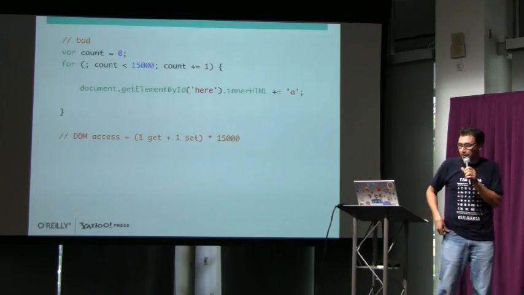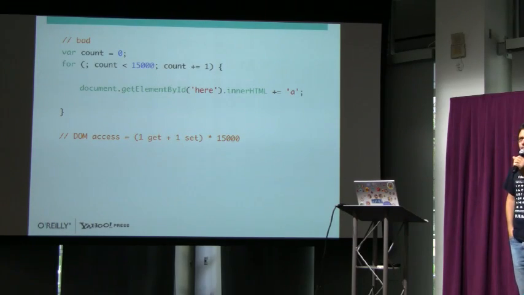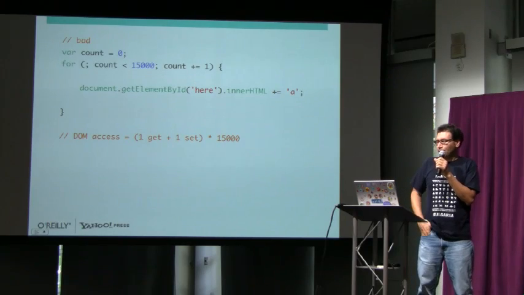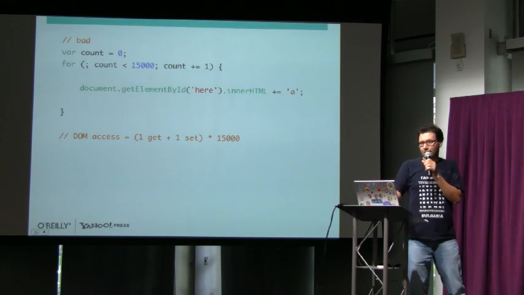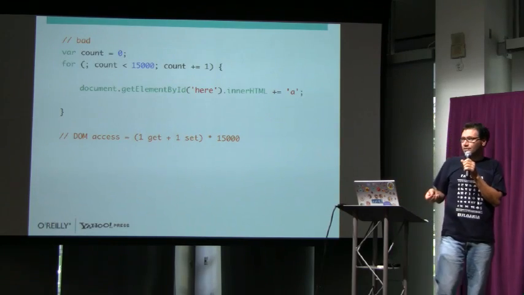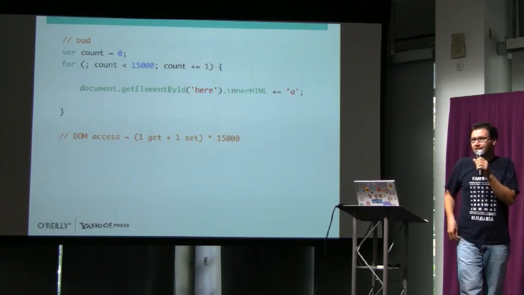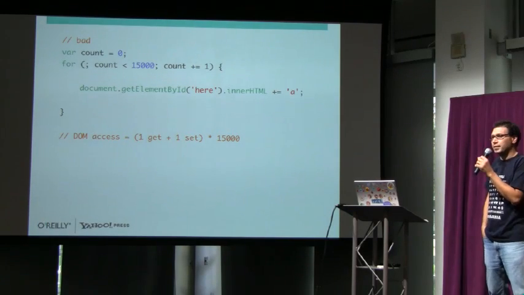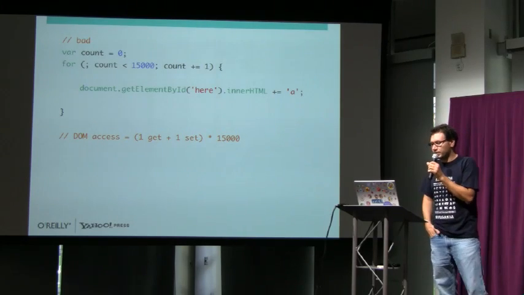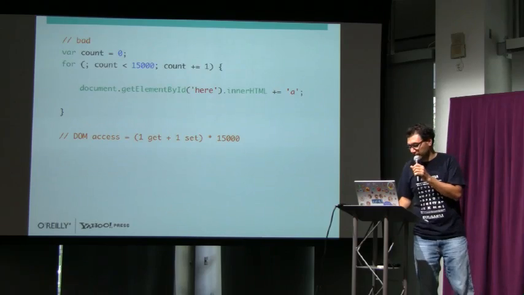So let's start first with one sort of a bad example. So what's bad here is we're accessing a DOM element and updating its inner HTML. So we're touching it once to read the value, once to update the value, and we do that in a big loop, right, just to see what happens. So we have here 2 accesses to the DOM per iteration times the number of iterations.